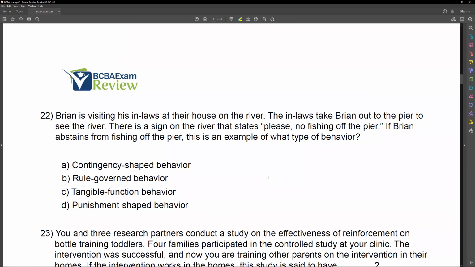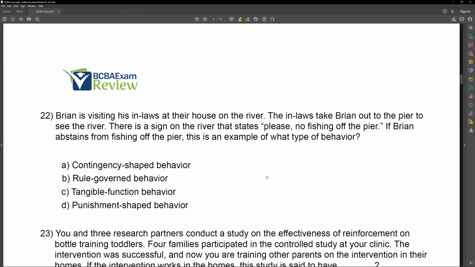All right, 22. Brian is visiting his in-laws at their house on the river. The in-laws take Brian out to the pier to see the river. There is a sign on the pier that states, please no fishing off the pier. If Brian abstains from fishing off the pier, this is an example of what type of behavior? Pretty straightforward, rule versus contingency shaped behavior.